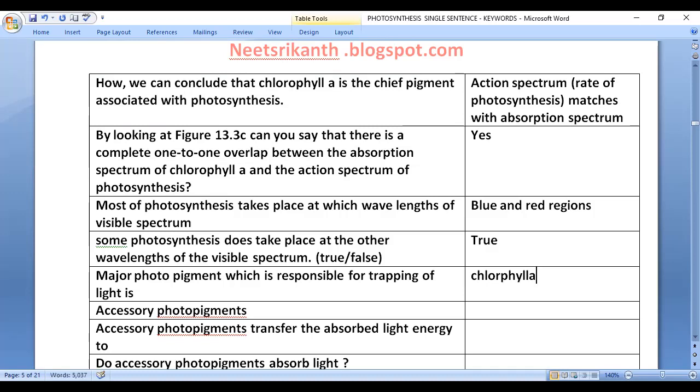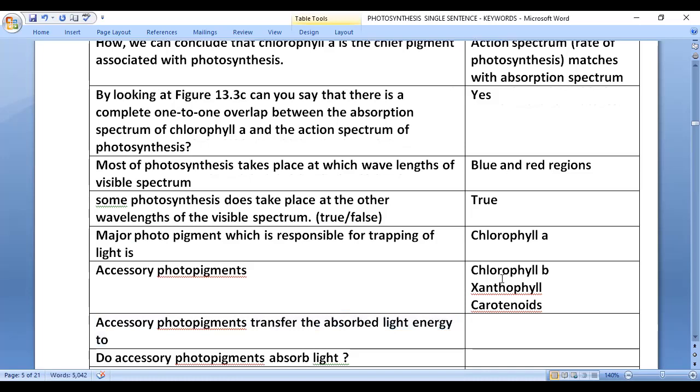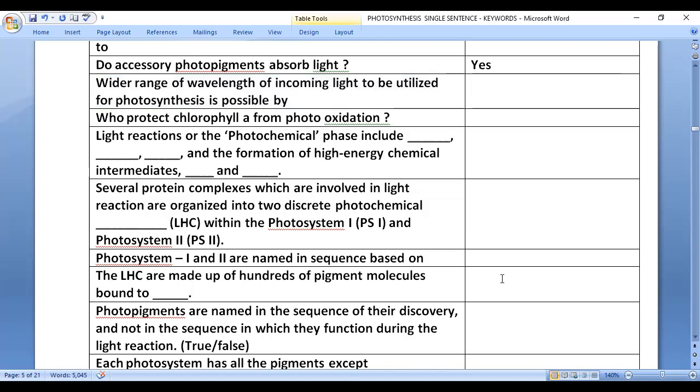Major photopigment which is responsible for trapping of light? Chlorophyll A. Accessory photopigments? Chlorophyll B, xanthophylls, and carotenoids. Accessory photopigments transfer the absorbed light energy to chlorophyll A. Do accessory photopigments absorb light? Yes. They enable a wider range of wavelengths of incoming light to be utilized for photosynthesis. Who protects chlorophyll A from photooxidation? Accessory photopigments.